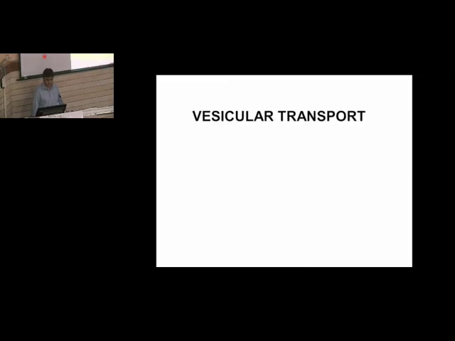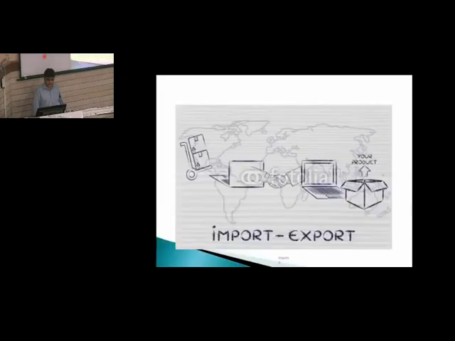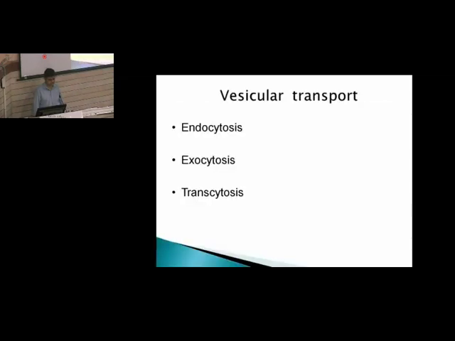Vesicular transport we will not discuss in this session. It is usually used for bigger molecules, and the types are endocytosis, exocytosis and transcytosis. We will discuss this in some other session. This again also uses energy.